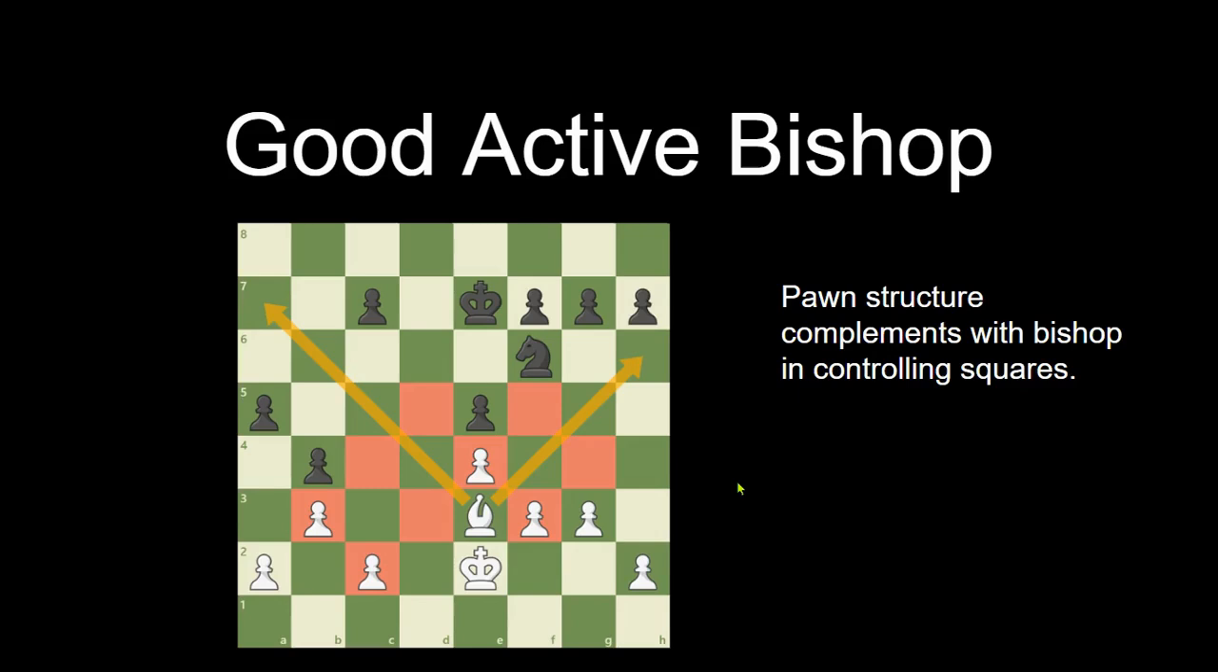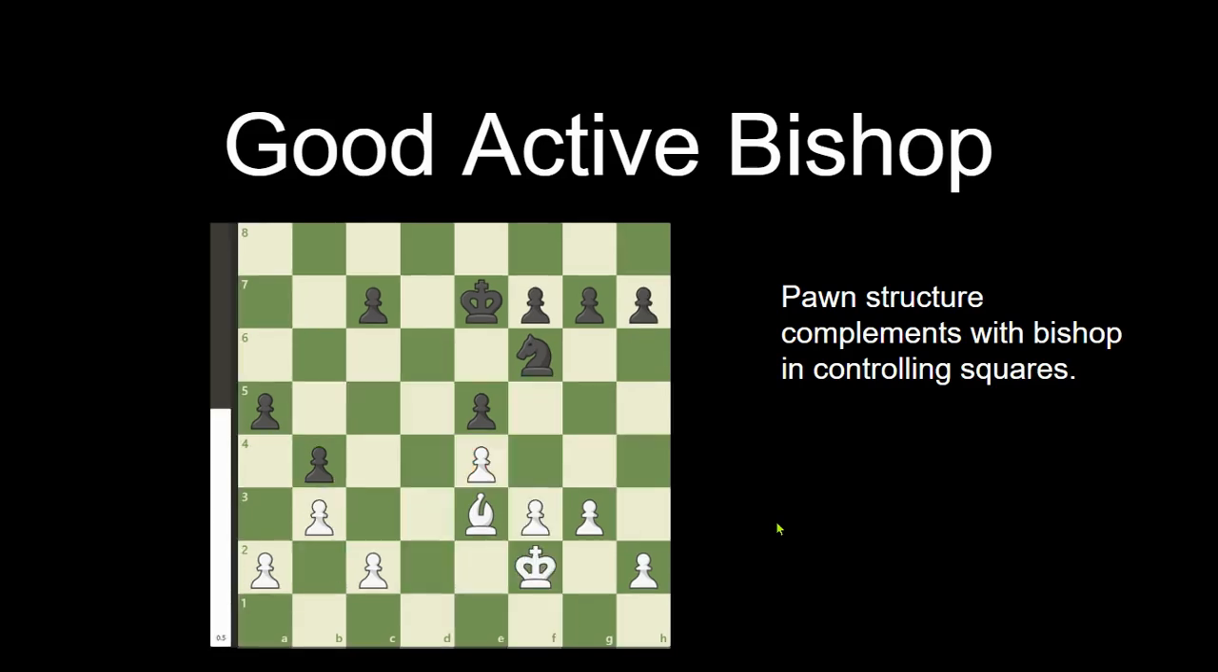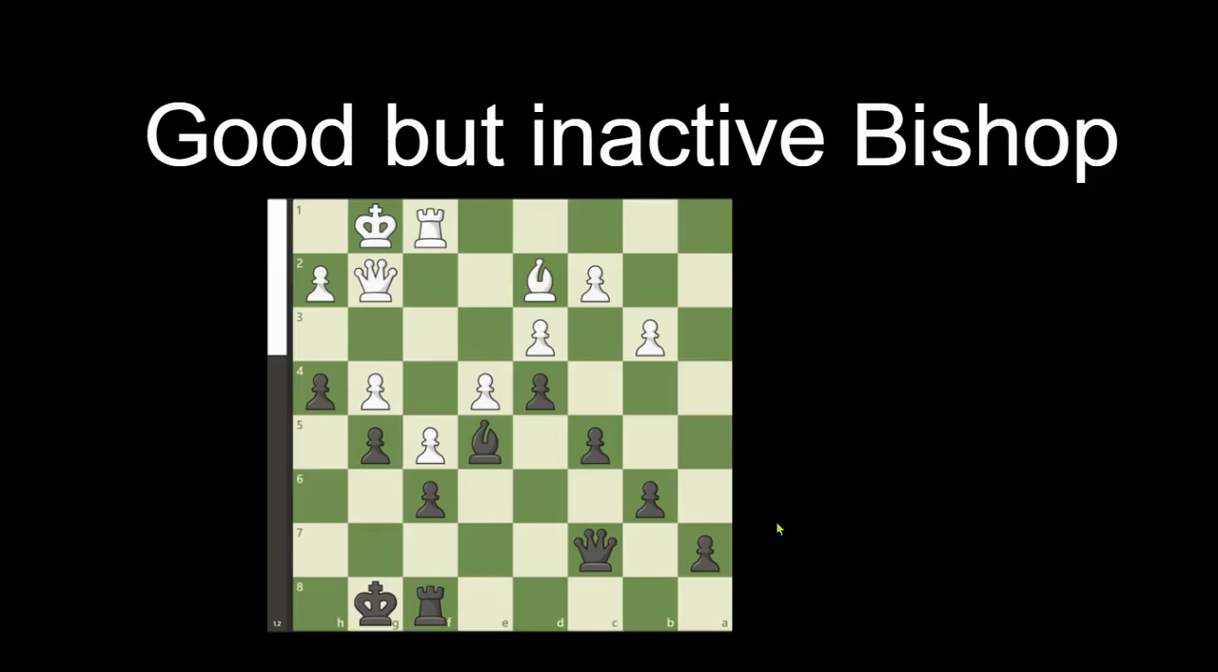Another type of good active bishop is when you have, like I said, your pawns on the opposite color of your bishop, then you can have the scenario where you're controlling crucial squares in the center with your pawns, and then whatever gaps you have, your bishop can cover. And this is a pretty decent position to play for white here. And this is good.